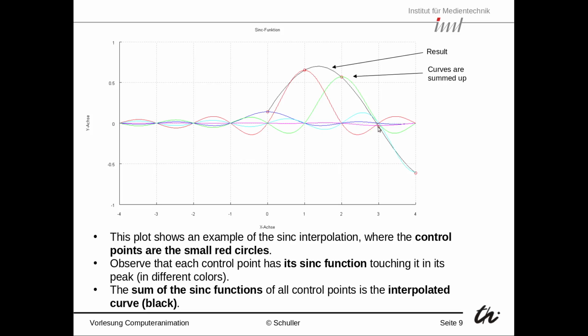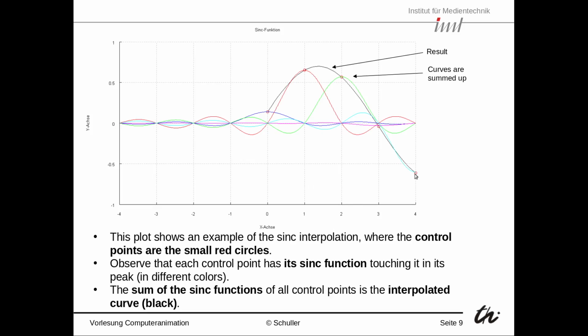Then we have another sample point here and the last one here. And each has its own Sinc function in a different color. And if we add up all those different Sinc functions, then we obtain this blue line. Right? And you can see this blue line indeed goes exactly through our control points or sample points in a very smooth way. Right? It has no kinks, very smooth, extremely smooth.